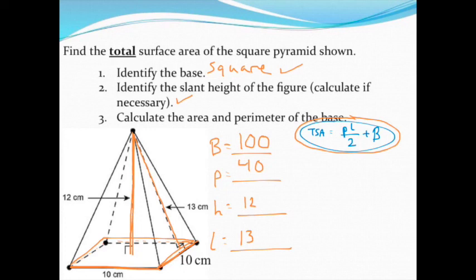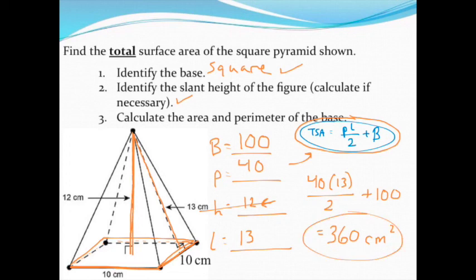So now that I have all this information, let's go ahead and plug them into our formula to find the total surface area of this pyramid. So my perimeter is 40, my slant height is 13, I'm going to take half of that and then add on the base area for the total surface area. Now again, notice I did not use the height anywhere in this formula. Like I said at the beginning, if you don't have the height, it's okay, you don't need it to find surface area. So plugging those numbers into my calculator, I get a total surface area of 360. Don't forget good labels. Area is always squared even if it's surface area, so 360 centimeters squared.